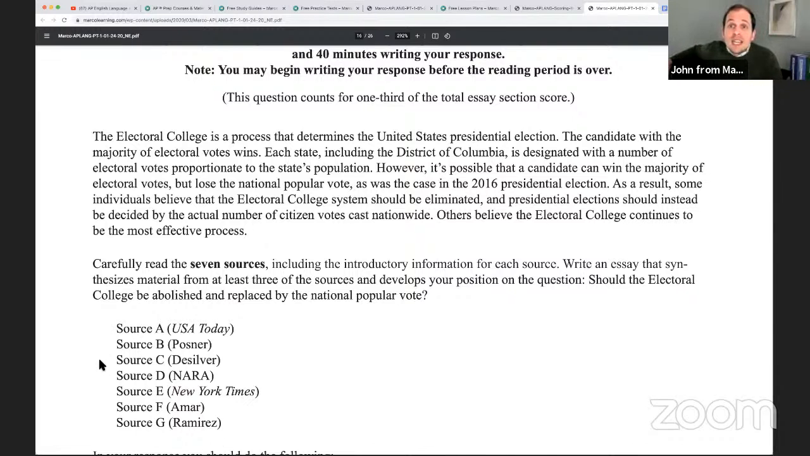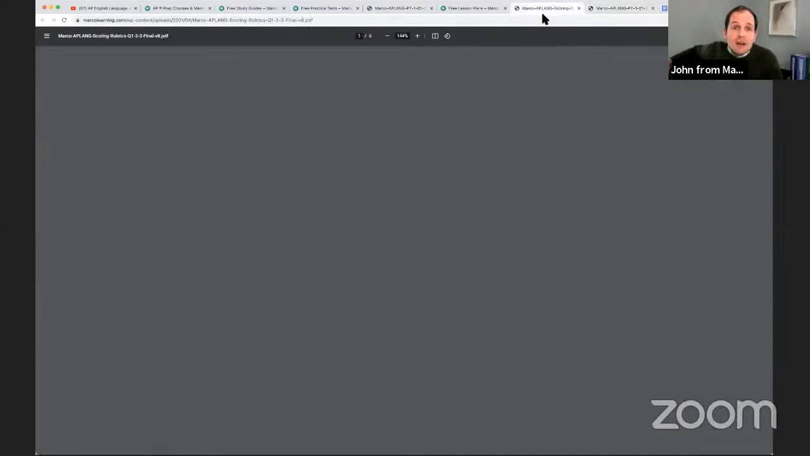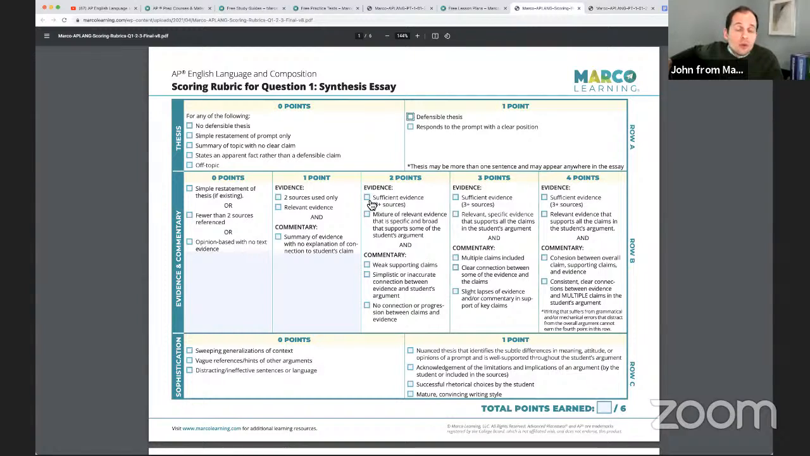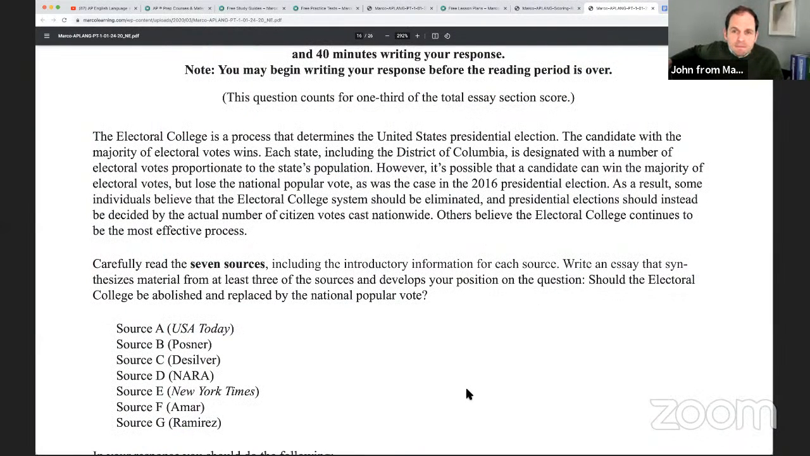And you saw this in the scoring rubric. It's right here, right? In order for you to get 2 or more points in row B, it's got to be at least 3 sources. Write an essay that synthesizes the material from at least 3 sources and develops your position on the question: should the Electoral College be abolished and replaced by the national popular vote?